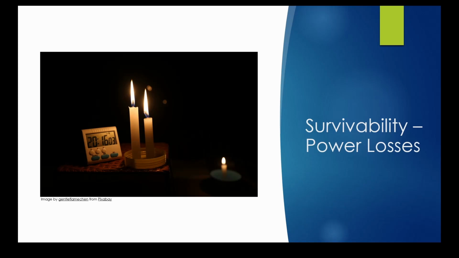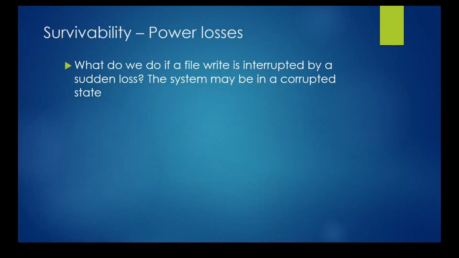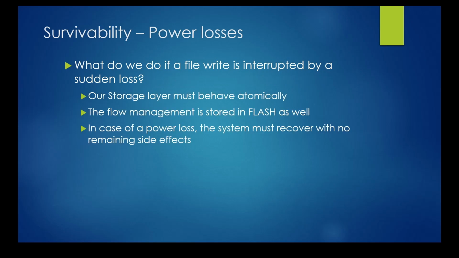Now let's approach the second question, power loss handling. Back to the example of a power loss during a file write. Can our system tolerate this, or will it consume the bad data and somehow recover? One way to approach this is to never let the data become corrupted in the first place. We do that by creating a storage layer that guarantees atomicity of file writes.